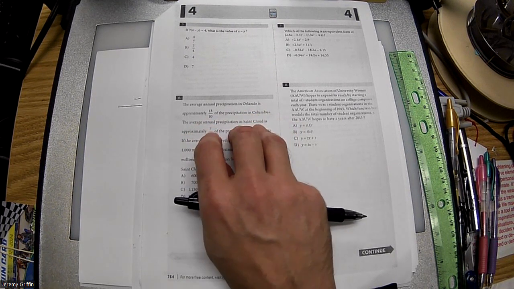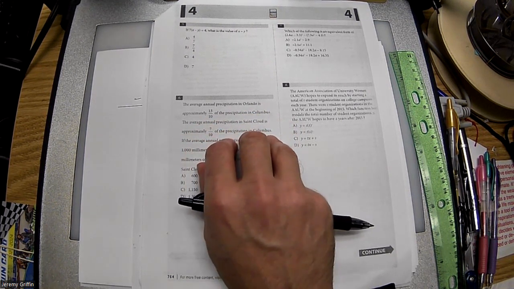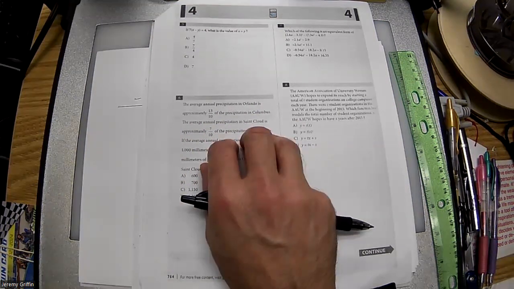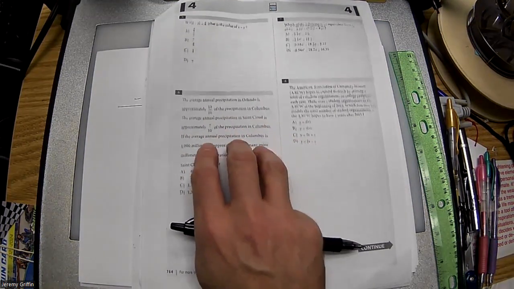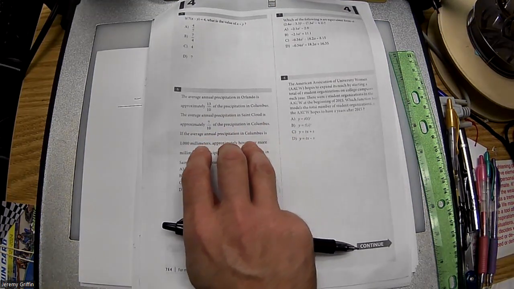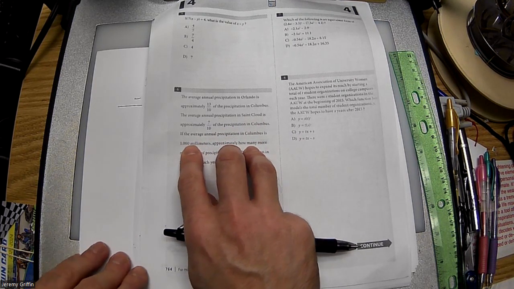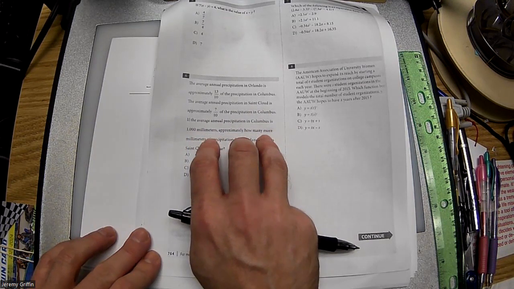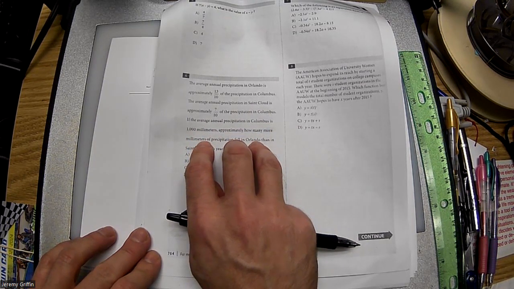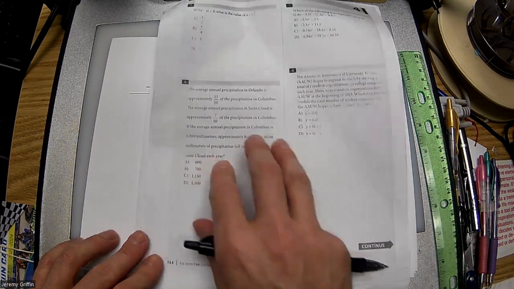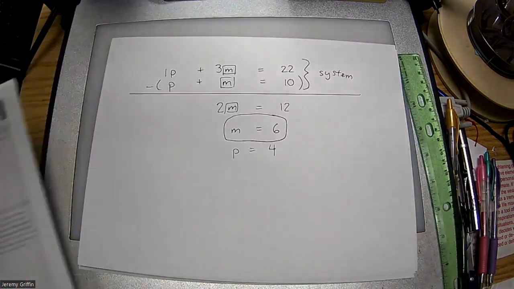The precipitation in St. Cloud is 7/10 of Columbus. Okay. So it looks like we're comparing everything to Columbus. Orlando is wet. Columbus is the middle. St. Cloud is dry. The average annual precipitation in Columbus is, oh, look at that, a nice even 1,000 millimeters. Approximately how many more millimeters in Orlando compared to St. Cloud?